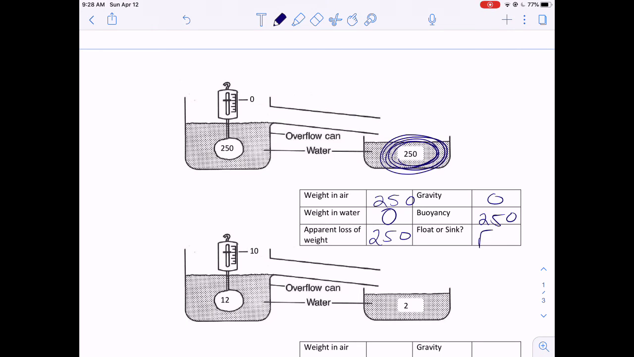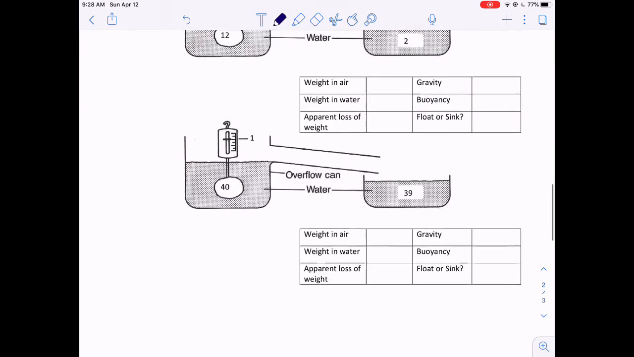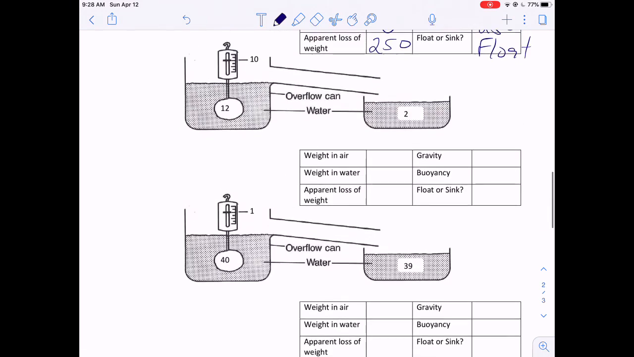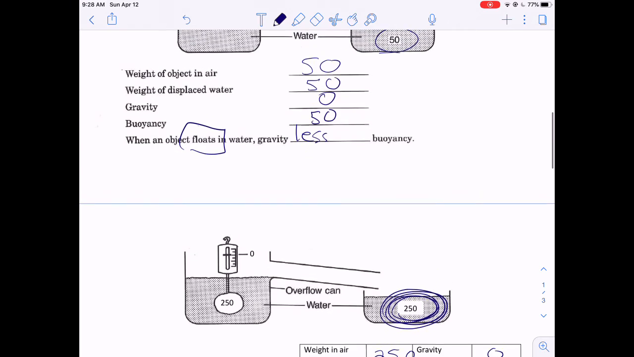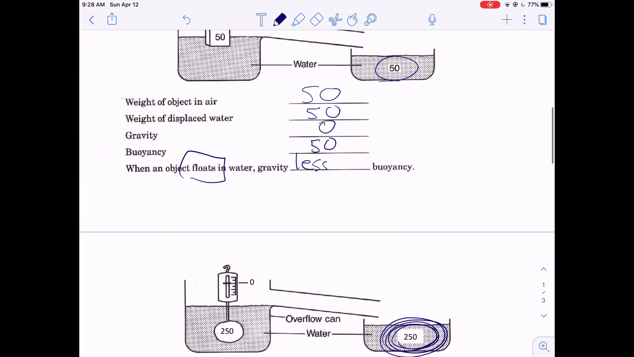This object is floating. So please try the other two problems and take a picture of those and submit those for homework. And then the last thing you have to do is the homework on buoyancy and submarines, the history of submarines. A couple questions. You can submit those by picture, or if you'd like, you can also do it through Google Classroom.